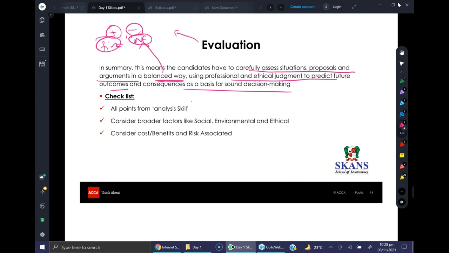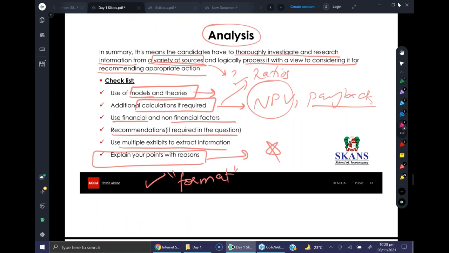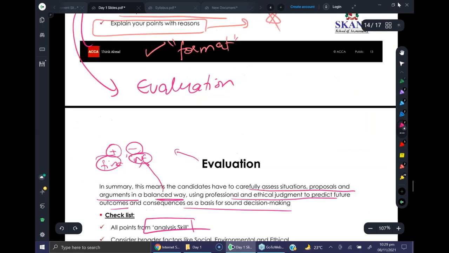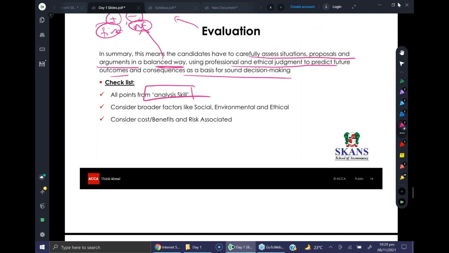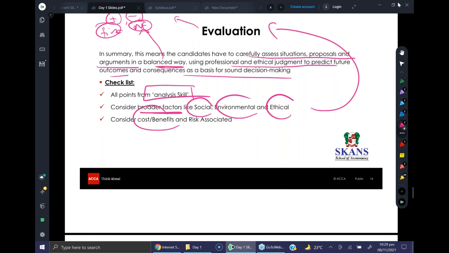All the points you have just learned in analysis skills, all these 6-7 points, go naturally to evaluation as well. And on top of it, in addition to this, you consider broader external factors like social, environmental, and ethical. So just learn these 3 and keep them always remembered, that I have to talk about social, environmental, and ethical issues if I can find some information and if I can make some connection for this particular evaluation skill. And then you consider cost benefit analysis of that particular project or proposal for which the requirement is relevant, and some risk associated with it. All right, so that kind of concludes our discussion on professional skills.